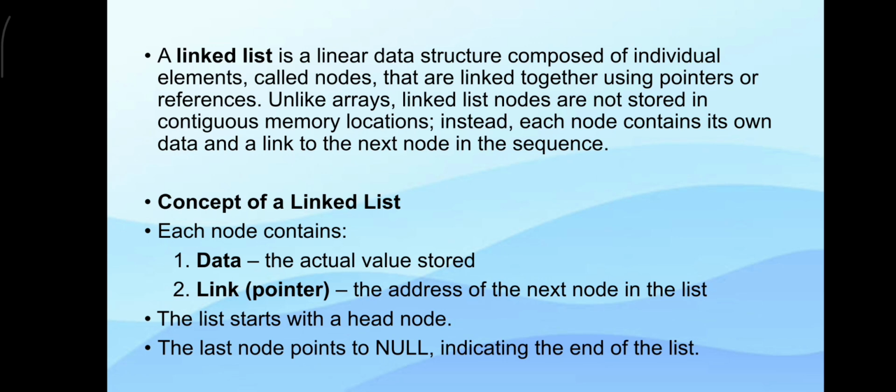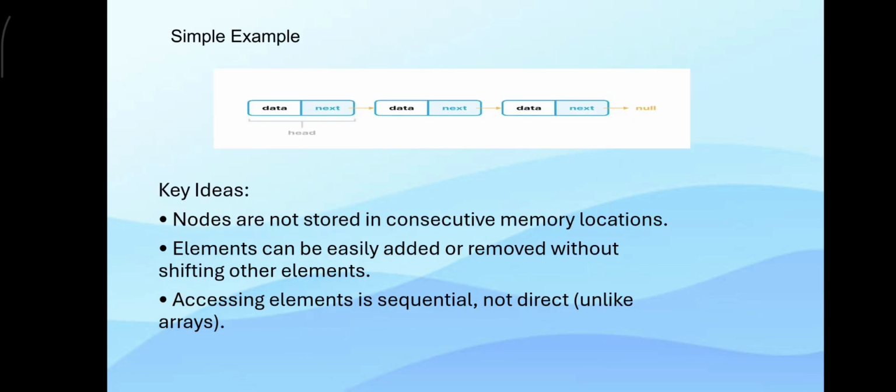So here's a simple example. Data: the value stored in the node. Next: a pointer that stores the address of the next node. Each box is one node. The arrow shows the link from one node to the next. The next pointer of the current node points to the next node, and null means no next node, which indicates the end of the linked list.